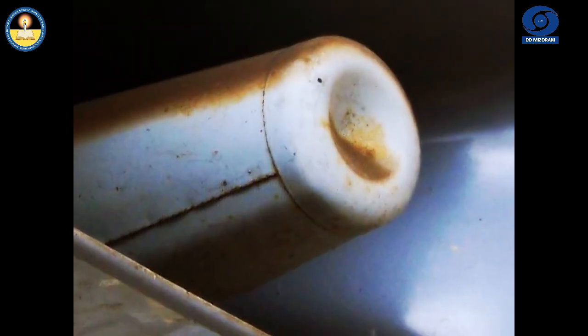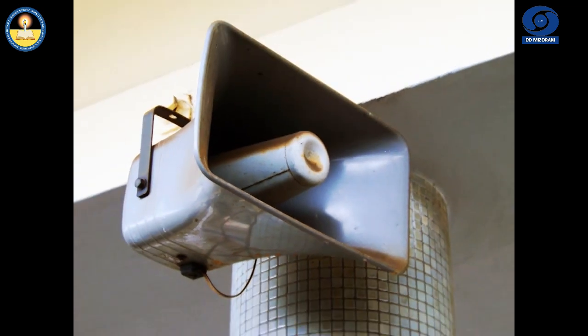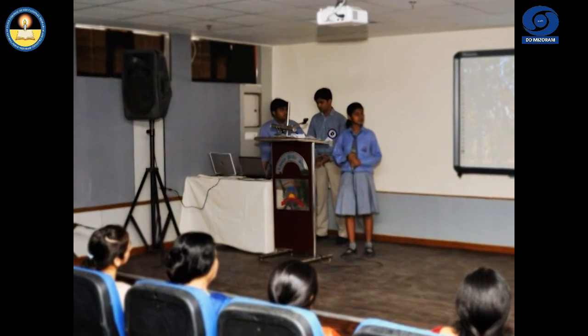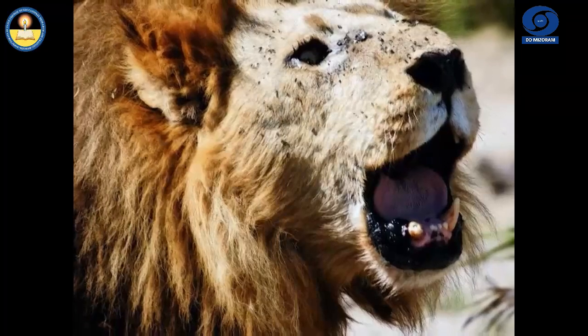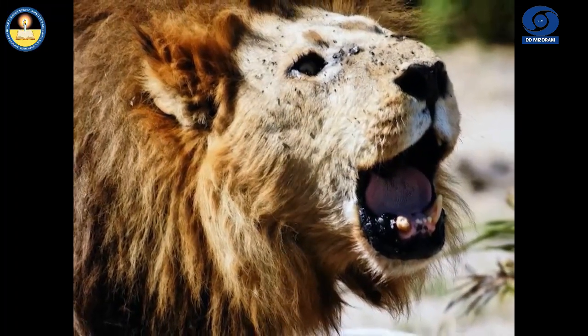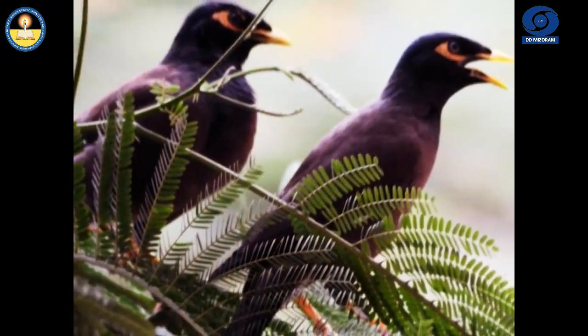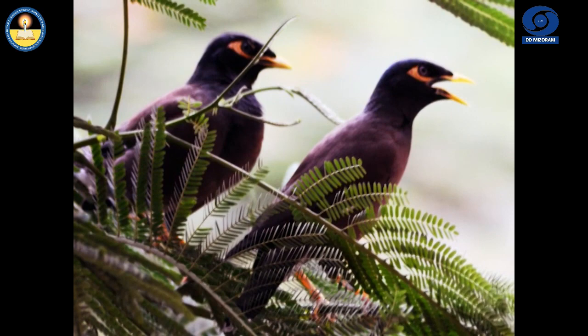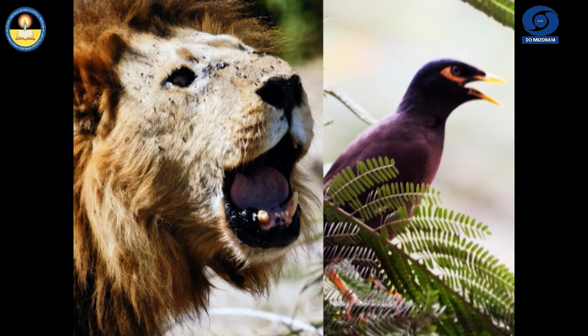That is why sound produced through a loudspeaker, being loud, can travel a larger distance as compared to the sound being produced by a human being. The same can be noticed with the sound produced by a lion and by a bird. The sound of the lion is of very high amplitude compared to that of the bird.